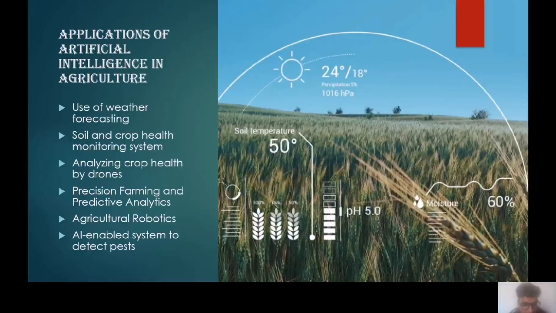Soil and the crop health monitoring system. The type of the soil and nutrients of the soil play an important factor in the type of the crop grown and the quality of the crop. Due to the increasing deforestation, soil quality is degrading and it's hard to determine the quality of the soil.